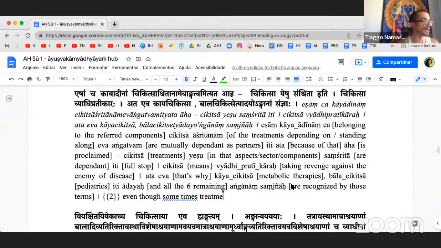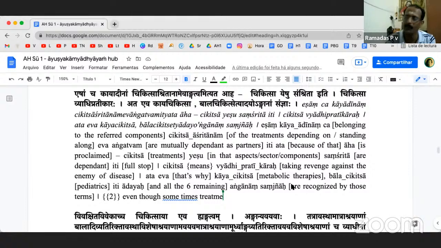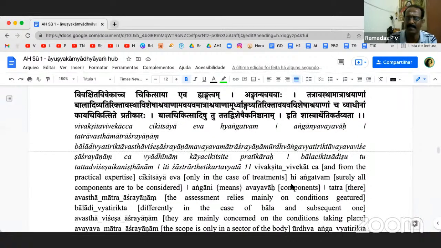Vivakshita vivekacha chikitsaya eva hyangatvam. Vivakshita viveka means the specifically told separation or division. That means deliberation of the things that are specifically told. Only for the chikitsa they have got the angatvam. Angani means avayavaha, parts of that chikitsa.